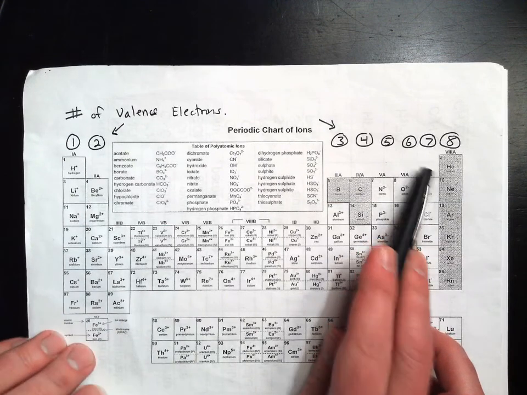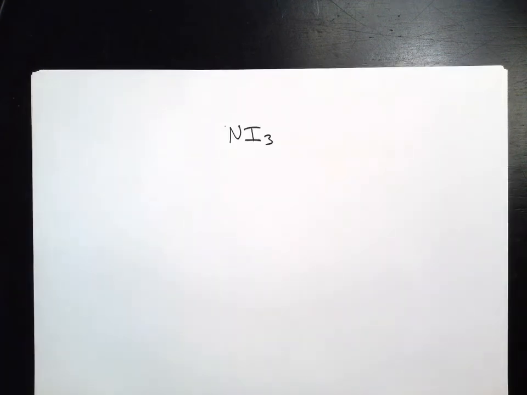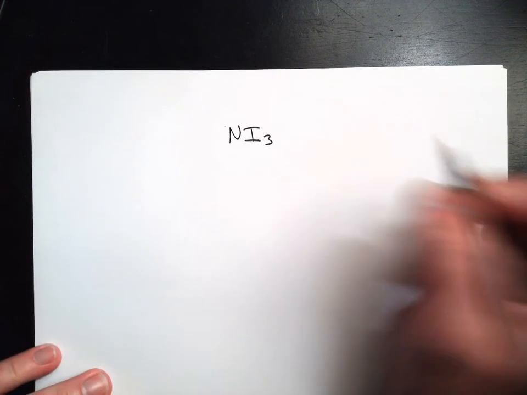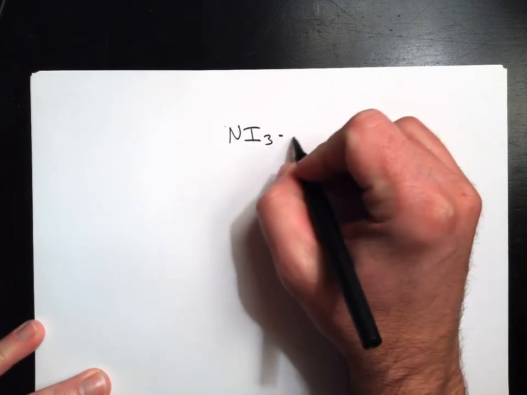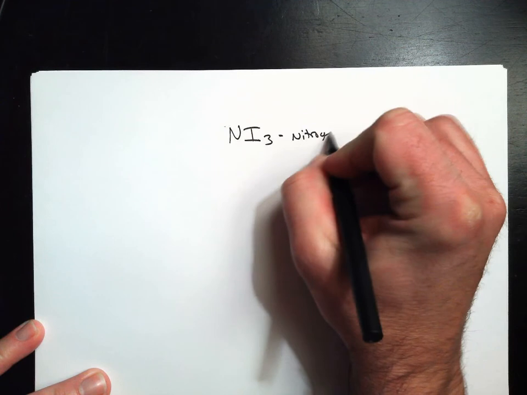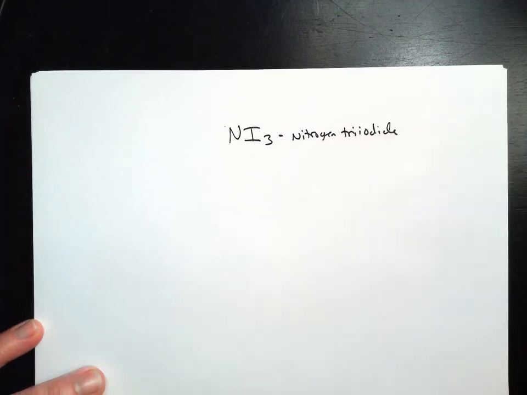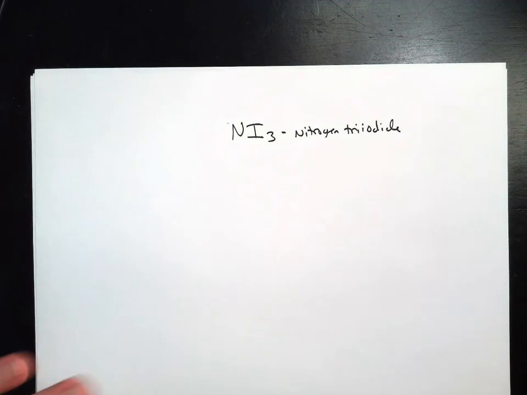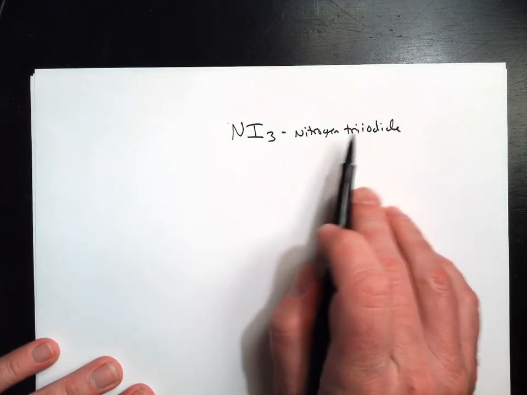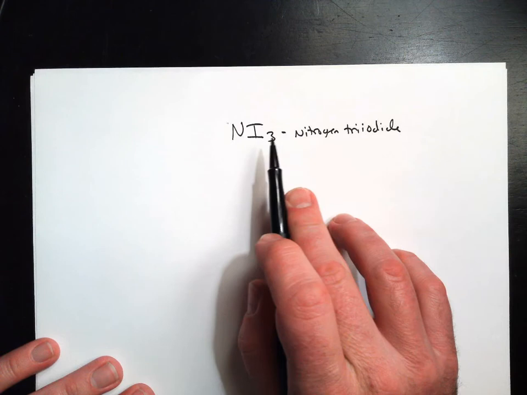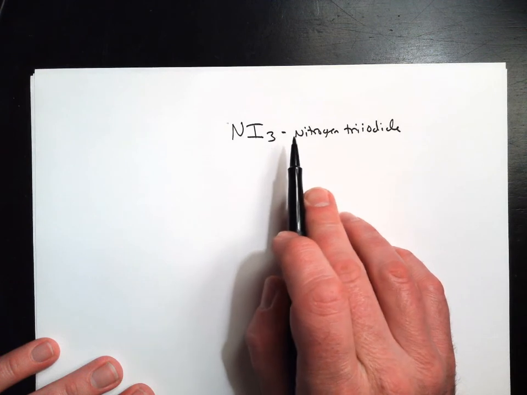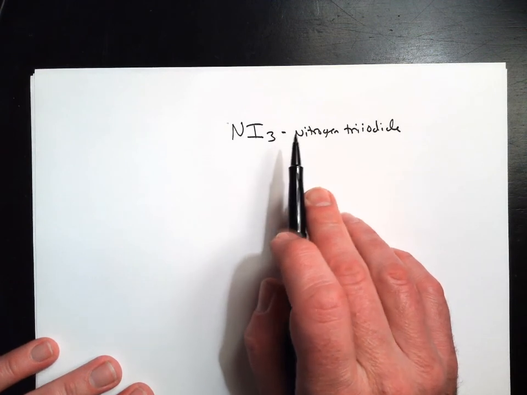So let's start with the molecule. This molecule is NI3, which has the name nitrogen triiodide. Remember that covalent molecules are named with an IDE ending and prefixes to tell you how many of each element you have. Note there's no prefix on the nitrogen because there's only 1 of them.